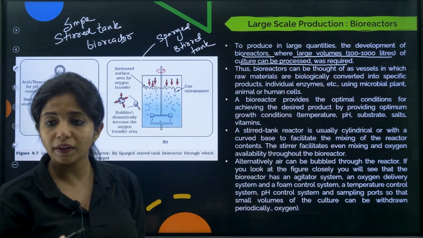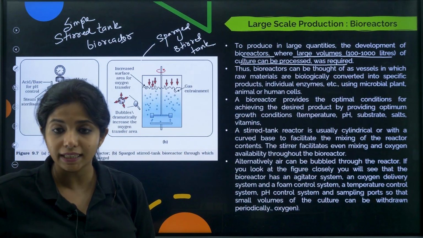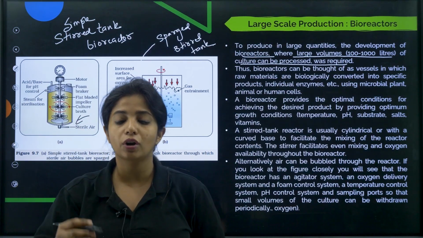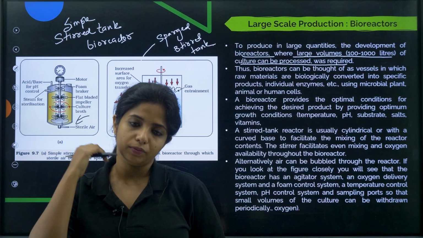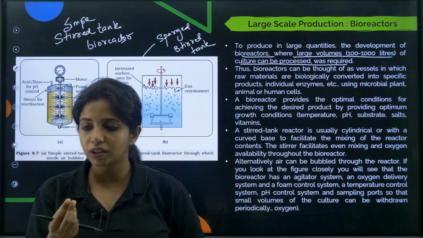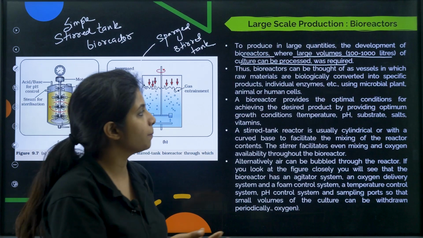Large volumes, what do you mean by that? Basically 100 to 1000 liters. Now, what kind of questions come from this? What is that something that is used for large scale production of things? Okay, so you should be knowing it's bioreactor. So, these small little questions come which we never imagine also coming. Okay, so that is the thing.